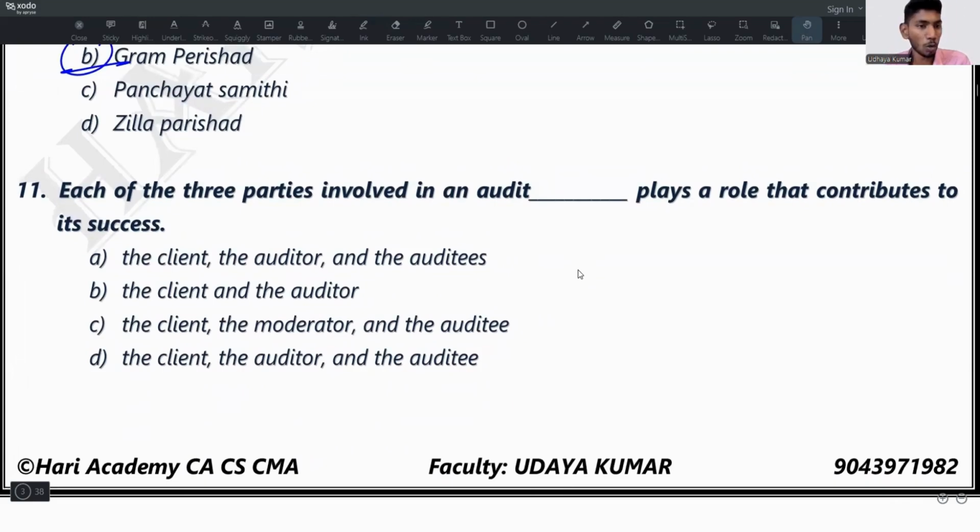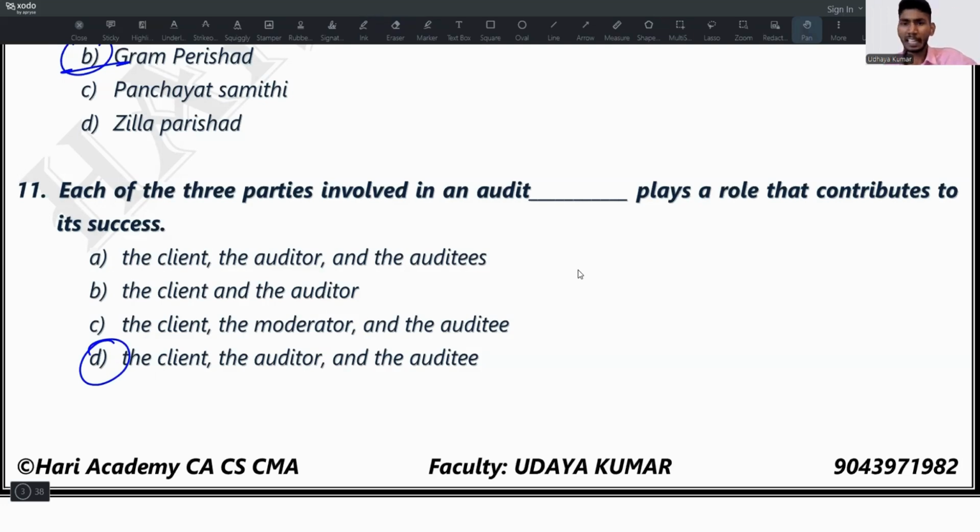You may try to answer the question. The options are: the client, the auditor, the auditee; the client and the auditor; the client, the moderator and the auditee; the client, the auditor and the auditee. The right answer here is the client, the auditor and the auditee, because you must know the terms. What does the client mean? The client is responsible for preparing the financial statements and providing the necessary documentation to the auditor.